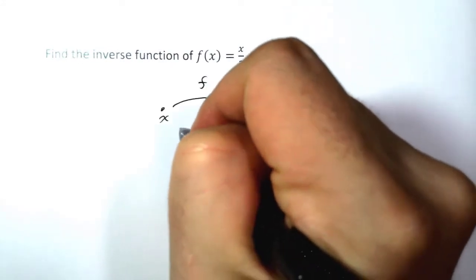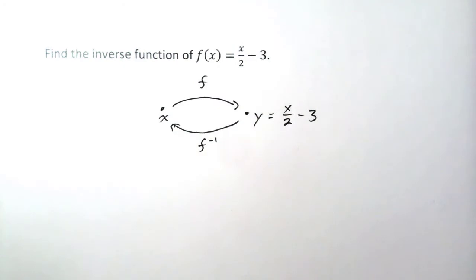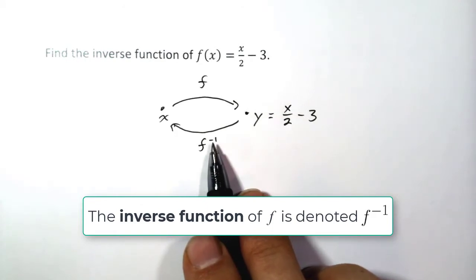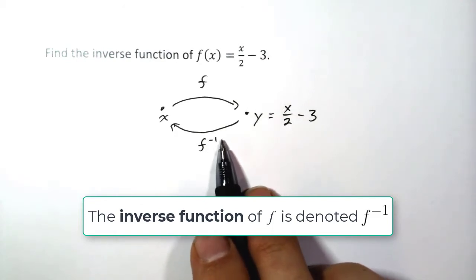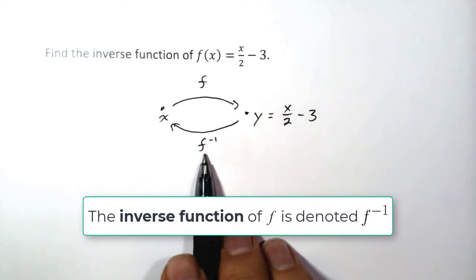What we're looking for is the function that goes in the opposite direction, which we denote by f to the negative 1. Now I want to point out this is not an exponent. This is special notation for inverse functions. It is usually different than using an exponent of negative 1, so do not confuse those things. It's unfortunate that we have to use the same notation for two different things, but we run out of symbols in math, so we have to start doubling up. This denotes the inverse function.